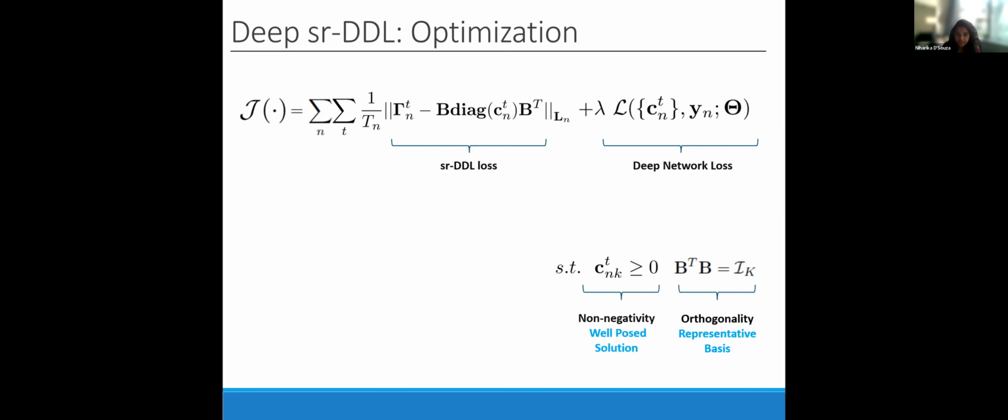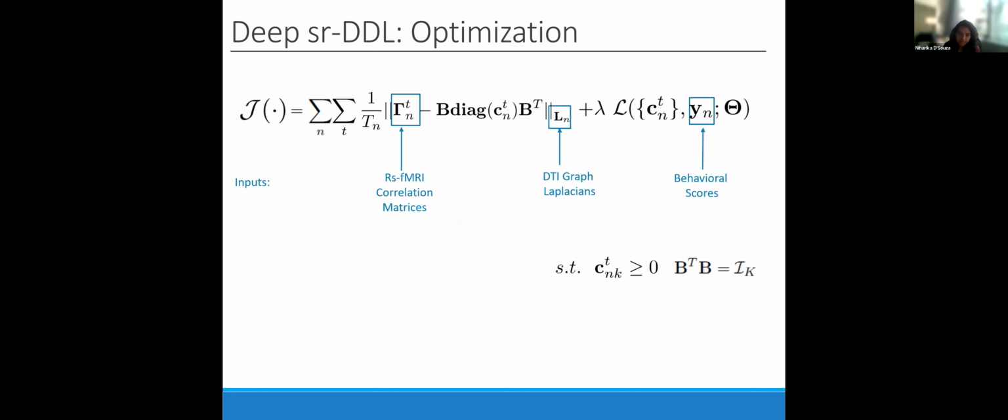Next, our deep network loss is the standard MSE loss between the outputs of the ANN and the target severity scores, and is a part of our joint objective. We add an additional non-negativity constraint on the coefficients since the gamma NTs are positive semi-definite. The orthogonality constraint on the basis promotes uncorrelated patterns of activation in the columns of B that explain the connectivity data well.